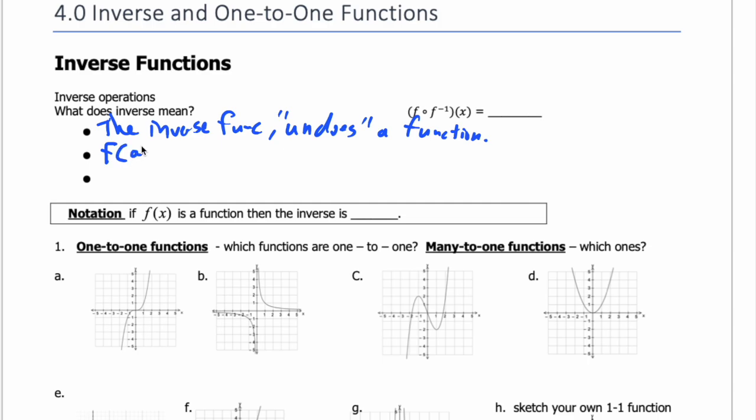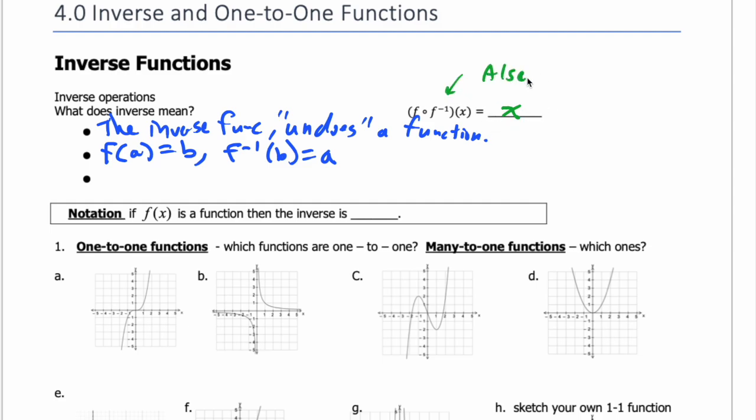So if you've got f of a equals b, for instance, that means if you put b into the inverse, you get a. Okay, this is what happens with the inverse function, right? The official definition, and the one we're going to use a lot, is if f of f inverse of x equals x, then this is the inverse.